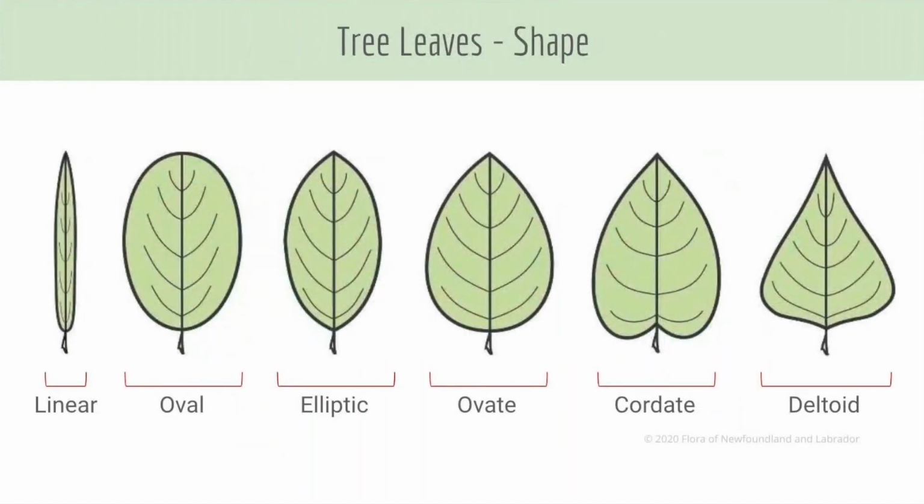Other things to take note of include the overall shape of the leaf or leaflets and how the tip or the base comes together. So here on the screen, I've listed some basic shapes you'll come across, but if you do a quick Google search, you'll likely find more complicated diagrams, which can be a bit overwhelming. So this is a really good point to start off with.